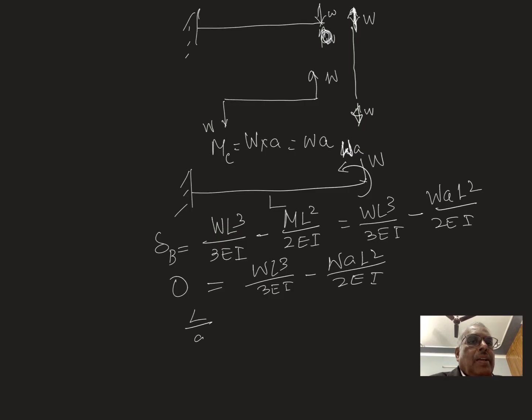So A by L is equal to, if you solve it, A by L is equal to 2 by 3. This is the correct answer. A by L is equal to 2 by 3. In the problem you may be given A by L as 2 by 3, 1 by 3, 1 by 5, or 1 by 3. Whatever it will be, your answer is A by L is 2 by 3.